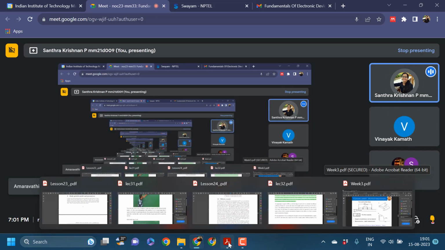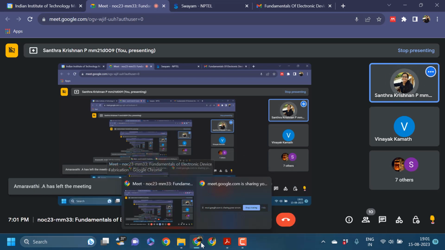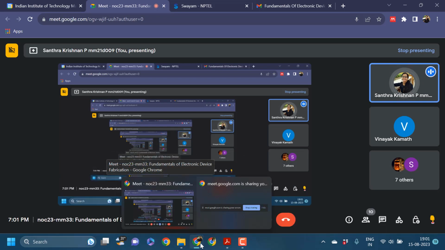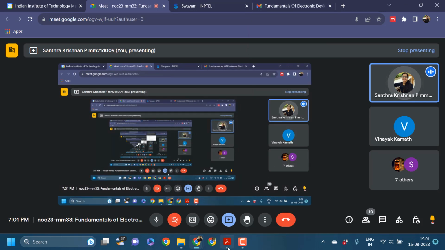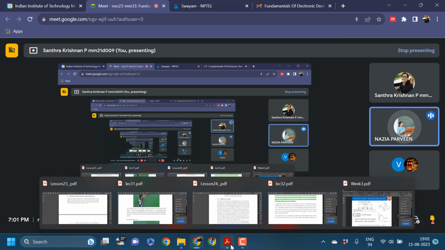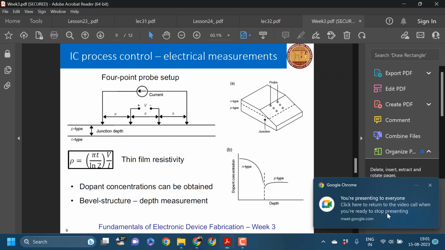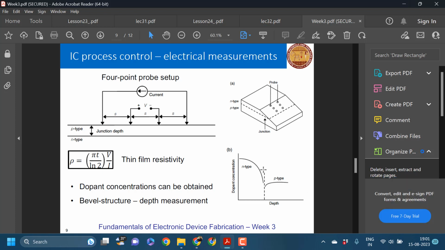I told you whenever we are doing process control, first we will have to do electrical testing, then physical parameter measurement, and finally defect measurement. When it comes to electrical measurement in terms of IC, the first and foremost thing that we will test will be what? Yes. So basically, electrical measurement in the case of IC usually refers to the measurement of resistance in the component.